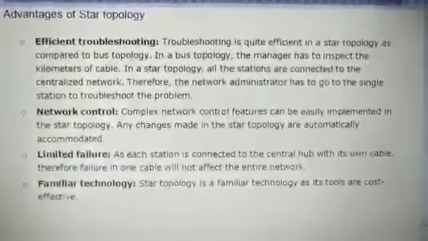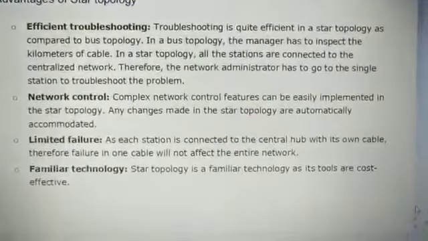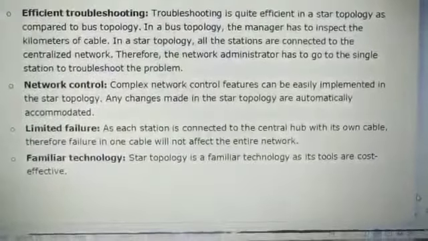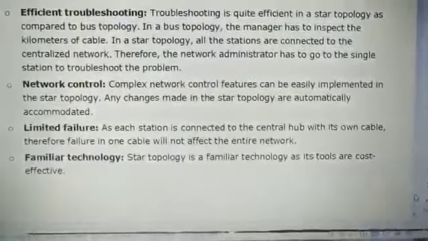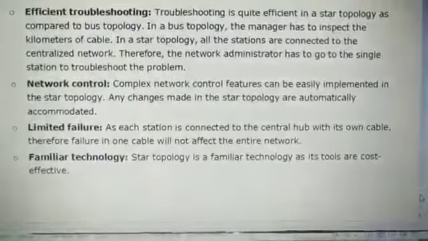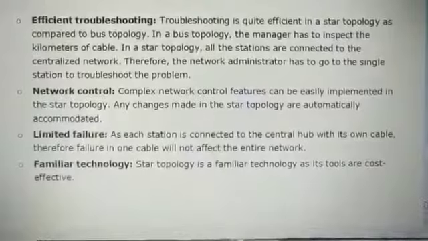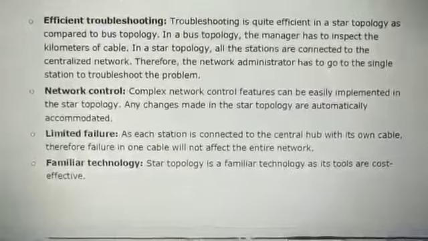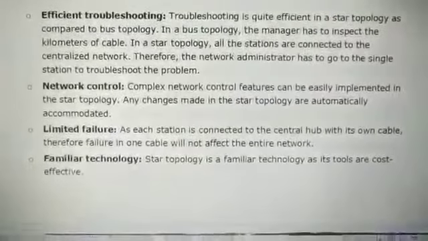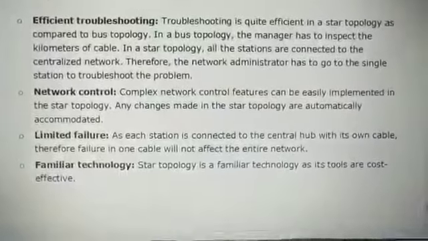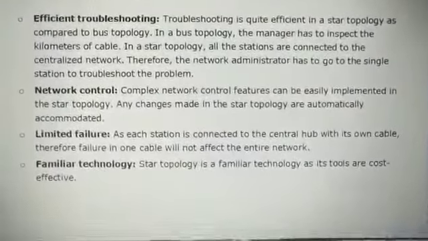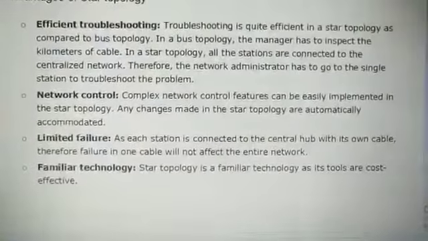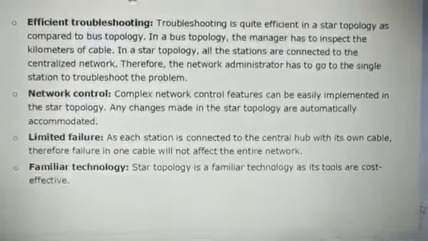Next one is network control. So complex network control features can easily be implemented over here, because any changes made in the star topology are automatically accommodated. Okay. Limited failure, why? Because as each station is connected to the central hub with its own cable, the failure occurring in this particular cable will not affect the entire network, because one dedicated path is there. So if any fault occurs in this dedicated path, only that particular workstation or client will be affected. No other clients will be affected.